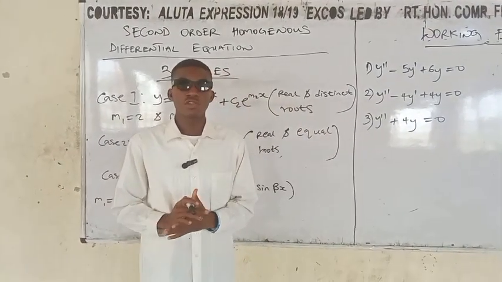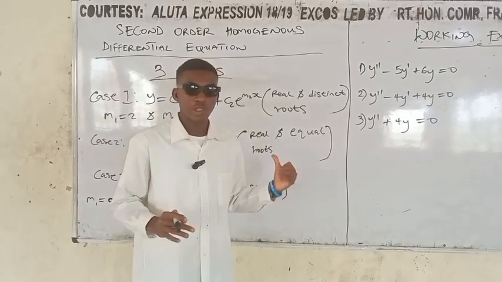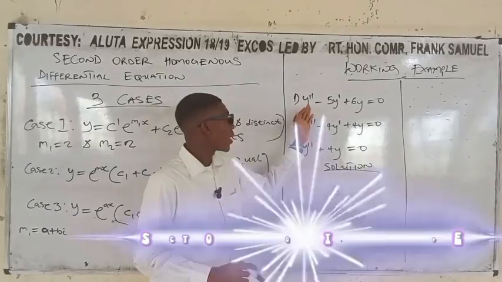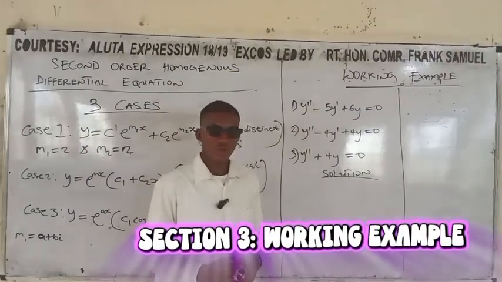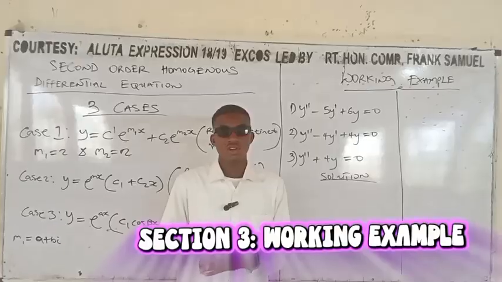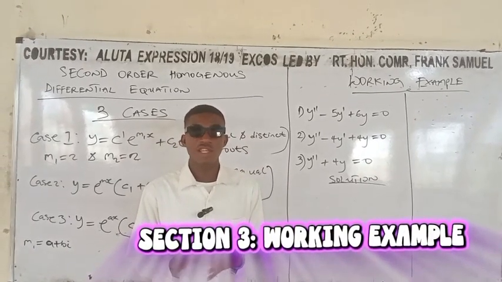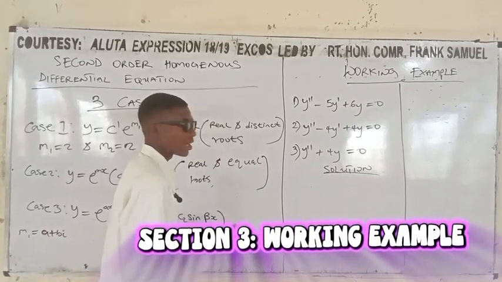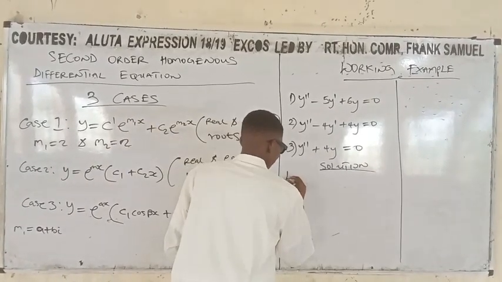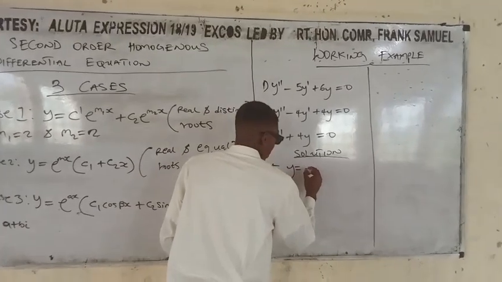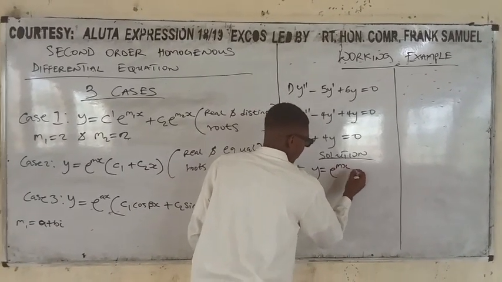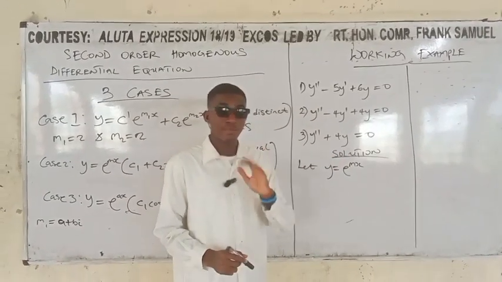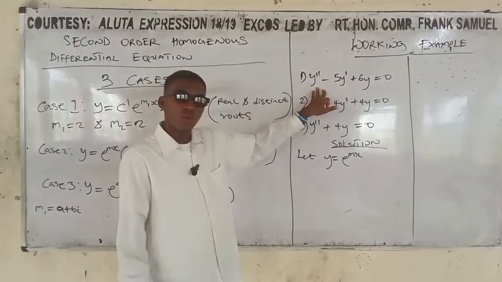Now let's go to the third section of this video, which is solving examples, so you can understand how to implement these cases. So now, example 1, y'' - 5y' + 6y = 0. Before you solve any second order homogeneous differential equation, the first step is to form the auxiliary equation. Let's do it together. So let y = e^(mx). This is very important. You need to master this. Y = e^(mx). Very, very important.